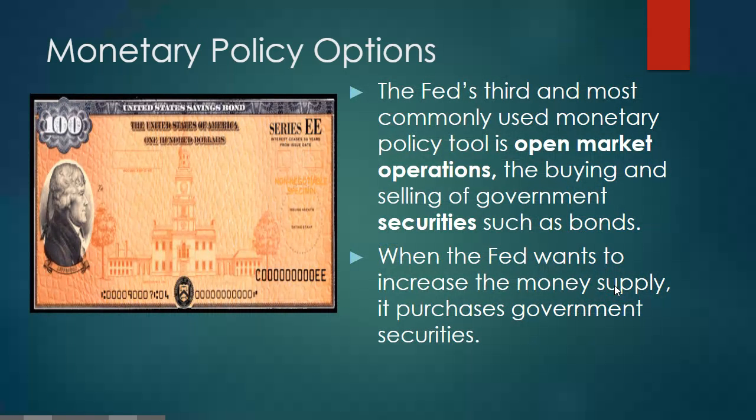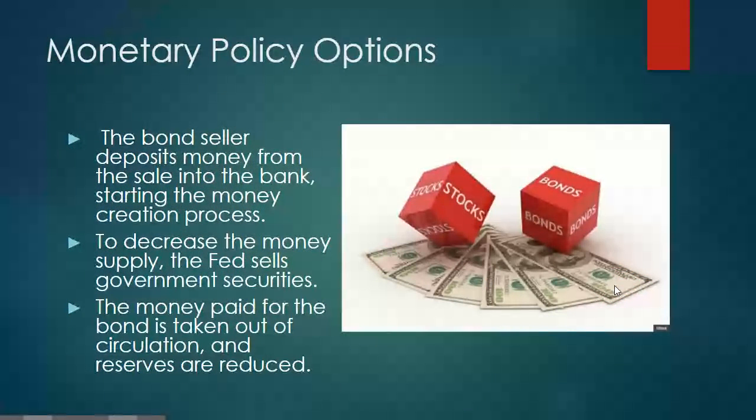The Fed's third and most commonly used monetary policy tool is the open market operation, the buying and selling of government securities such as bonds. When the Fed wants to increase the money supply, it purchases government securities, savings bonds, government bonds. It buys the bonds, that cash goes out, boom, it gets spread out in the economy. A bond seller deposits that money into a bank. Remember, the bank hangs on to a little bit of it and loans the rest out. And there we go again.